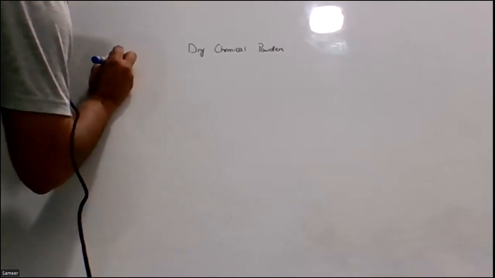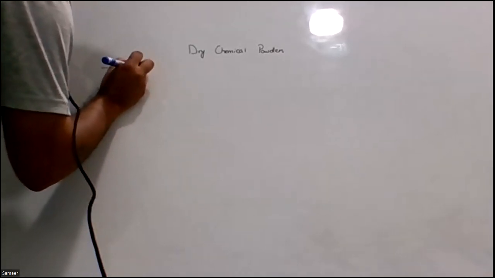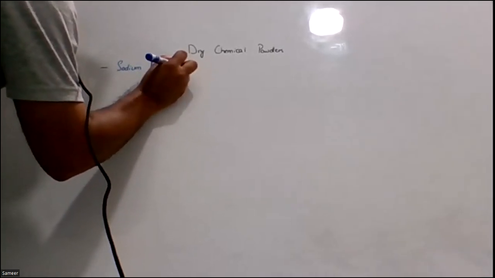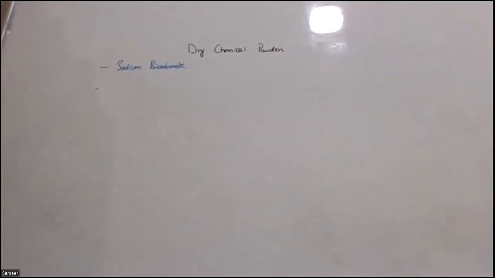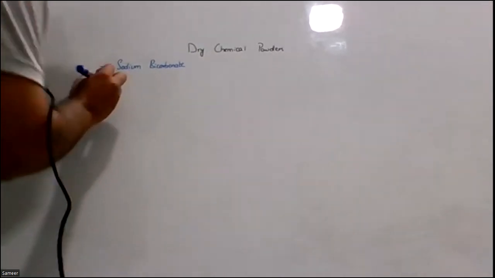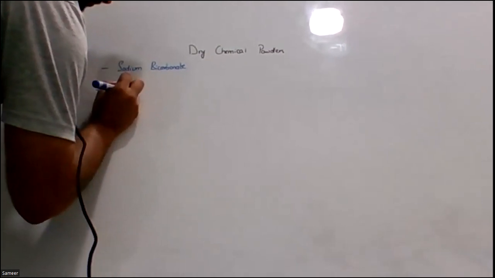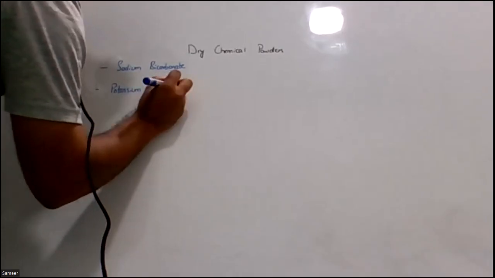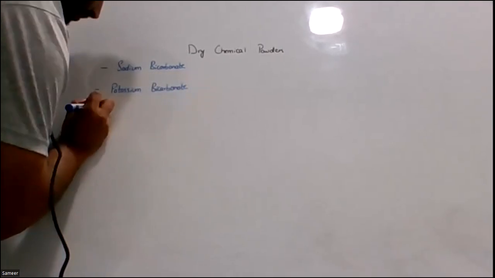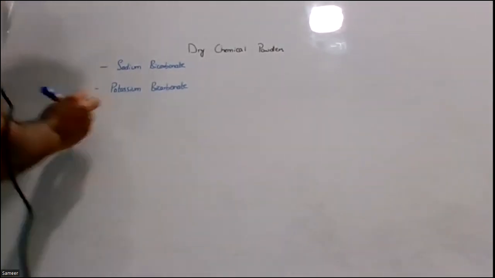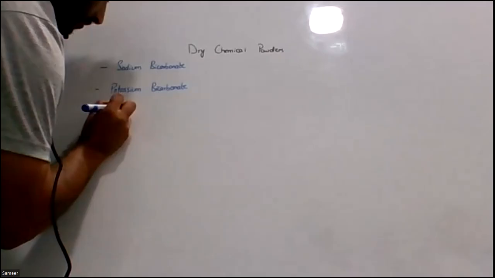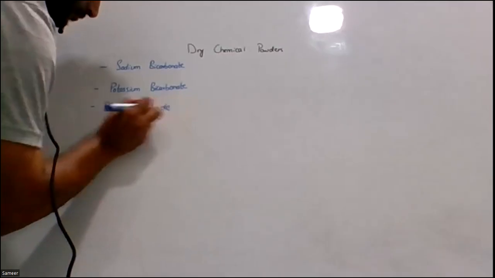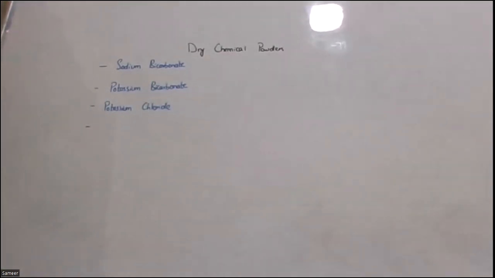The base chemicals include, first of all, sodium bicarbonate. The second base chemical is potassium bicarbonate. The third base chemical is potassium chloride. The fourth base chemical is monoammonium phosphate.